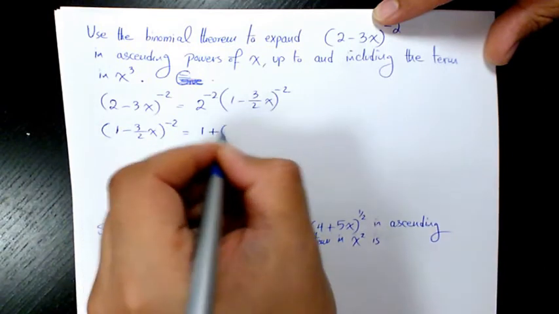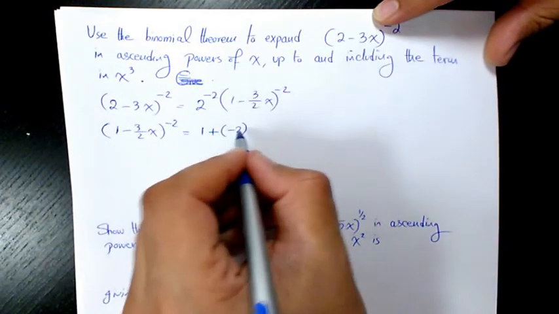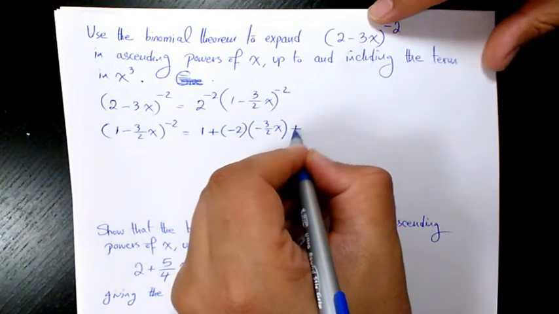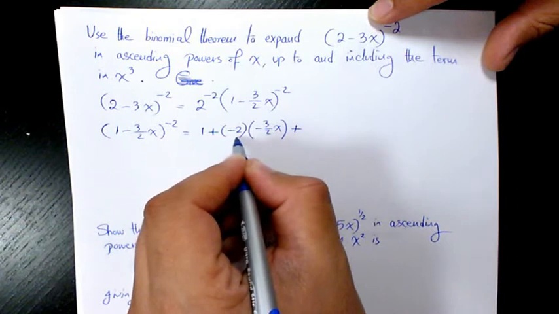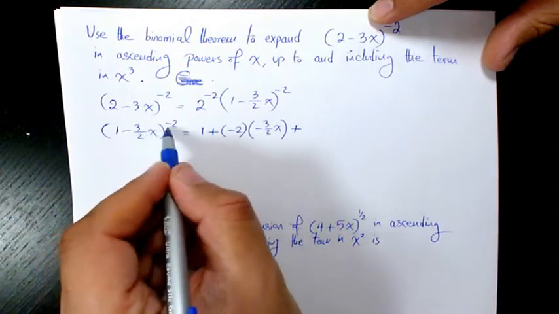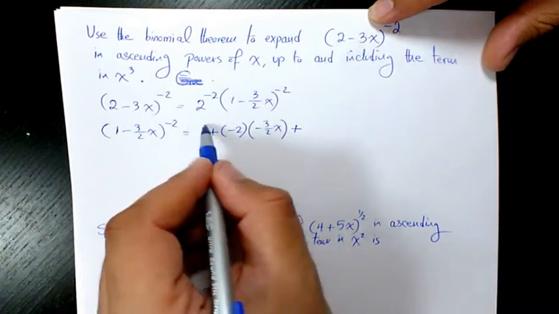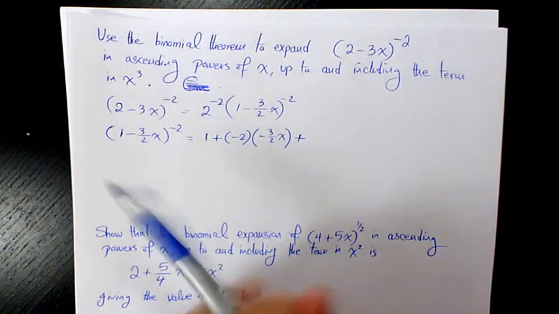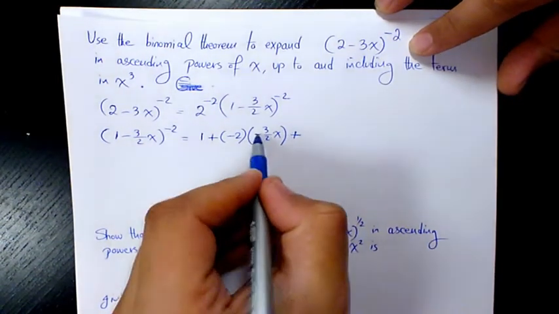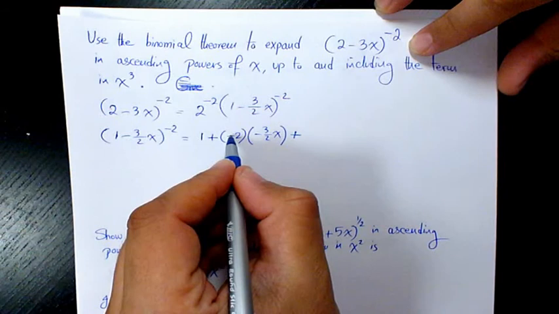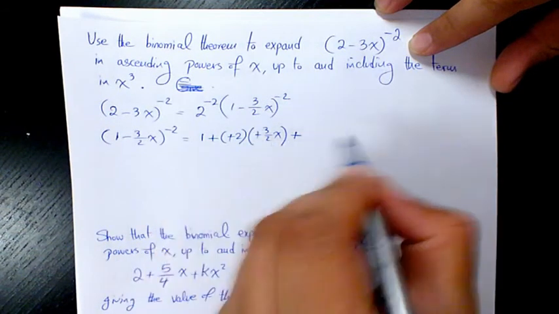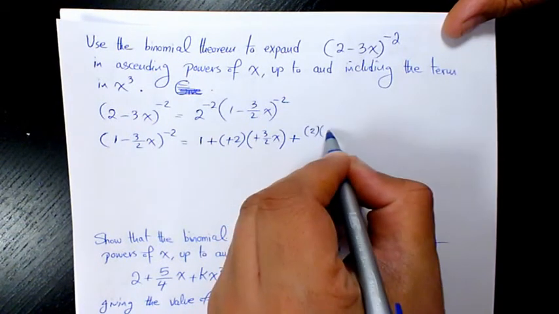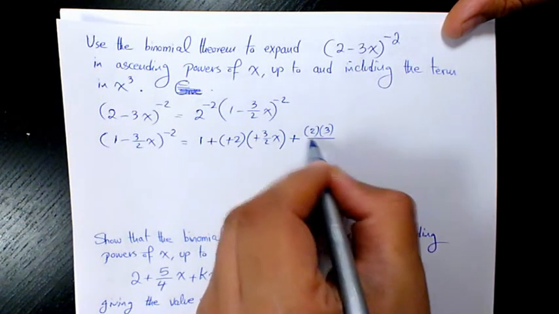1 plus negative 2 times negative 3 over 2 x, plus, actually k is negative 2, but I need to write the positive because these two cancel out. Negative and negative is going to be positive. Then the next term is going to be 2 times (2 plus 1), which is 3, divided by 2 factorial.